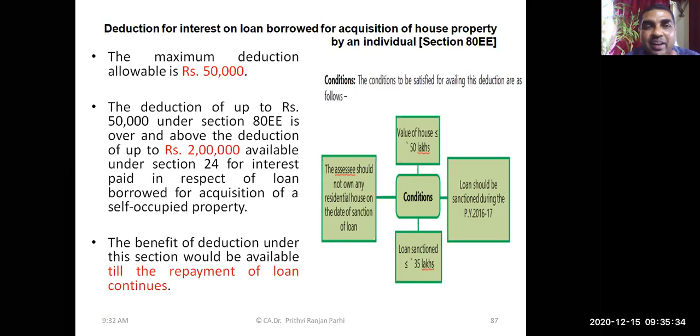Okay, but in addition to that, 50,000 rupees can also be allowed, but certain conditions need to be met. What are these conditions? First condition is that the loan should be sanctioned during previous year 16-17. And the loan sanctioned should be less than or equal to 35 lakhs. The assessee should not own any residential house on the date of sanction of the loan. And the value of the house should be less than or equal to 50 lakhs.